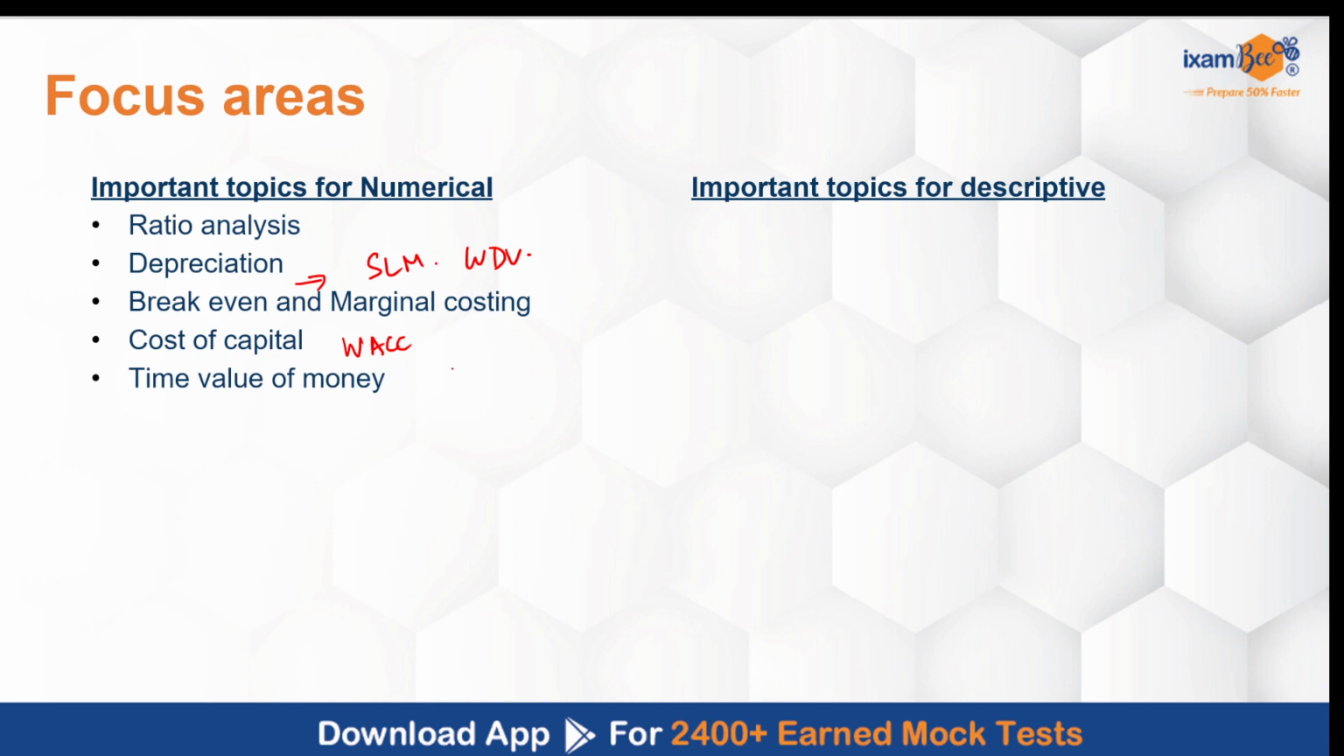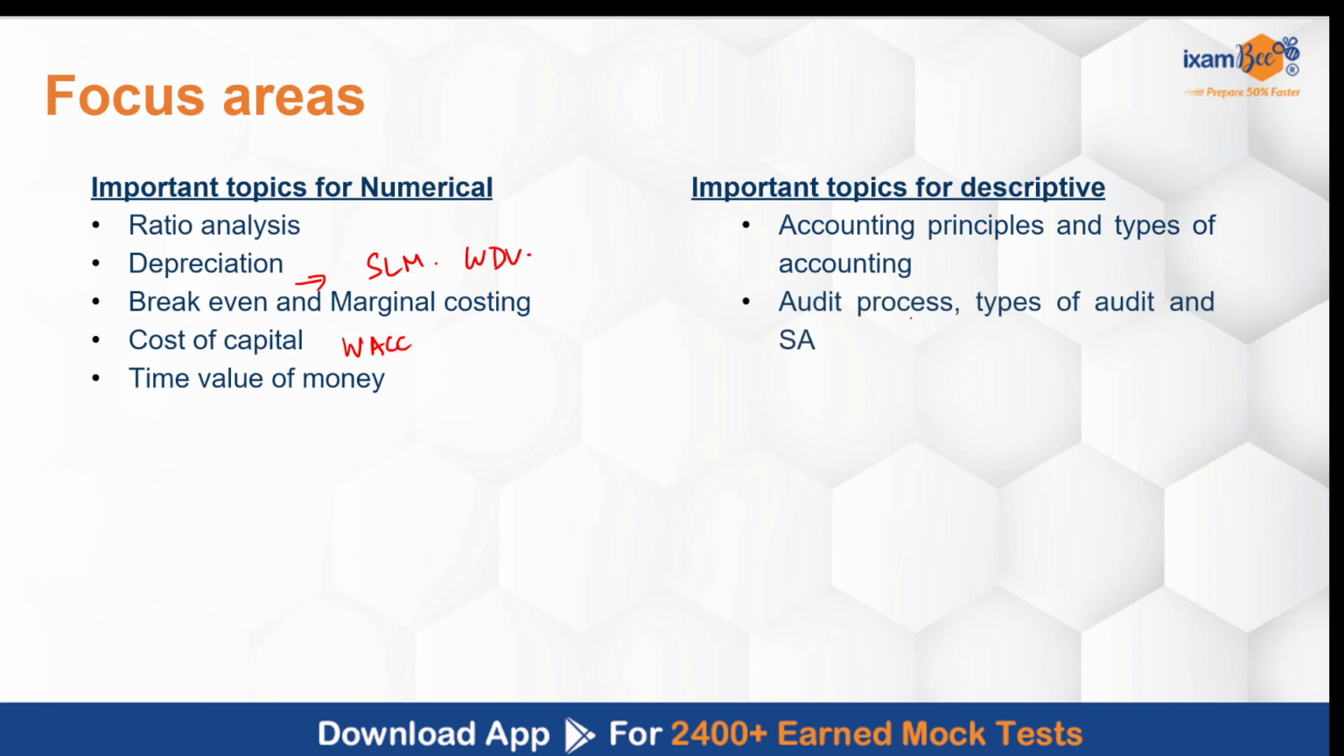From the descriptive point of view, the areas you should be covering is knowing the accounting principles and the various types of accounting and the comparison between them. What I mean by this is financial accounting, cost accounting, managerial accounting, right? What do they mean and how are they different from each other? Knowing about the basics of audit process and the different types of audit.